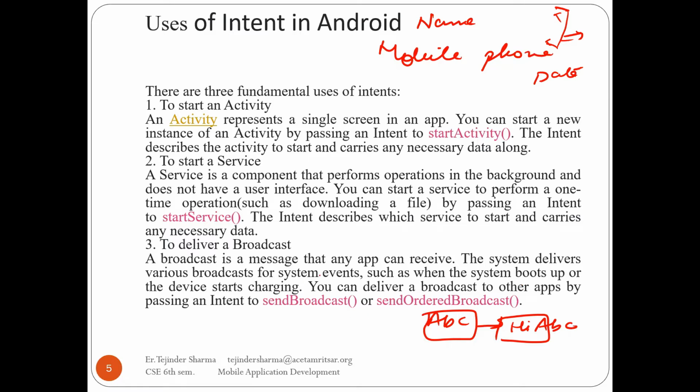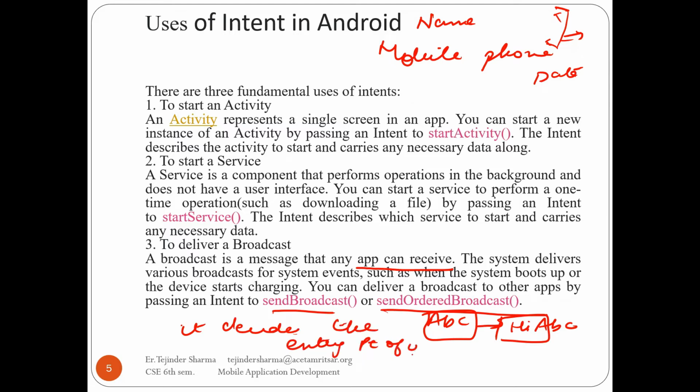Next is to deliver the broadcast, meaning any broadcast message that an application should receive. For example, a battery low signal, your device started charging, the device is full, memory is full, delete some photographs. These are the messages which are delivered by broadcast to every app running in your Android phone. This is done with the help of the broadcast receiver, and the methods used are sendBroadcast and sendOrderedBroadcast. This is how the intents are used. One more instance of intent is that it decides the entry point of your app.